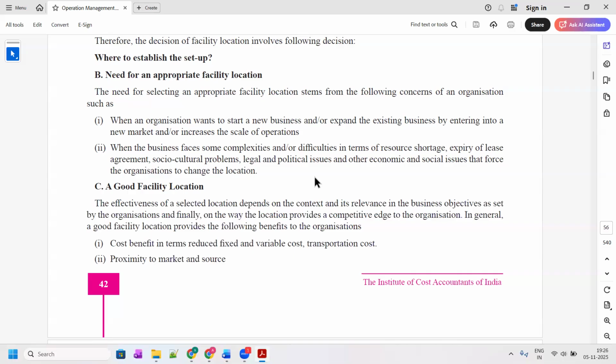Whenever a company begins a new venture or increases the production, it must decide where to set up. And sometimes the businesses shift location due to problems like lack of resources or an expired land lease agreement, or political, social or legal issues, economic or cultural problems. There can be enough reasons because of which companies either look to relocate to a new place, or look to start new operations.